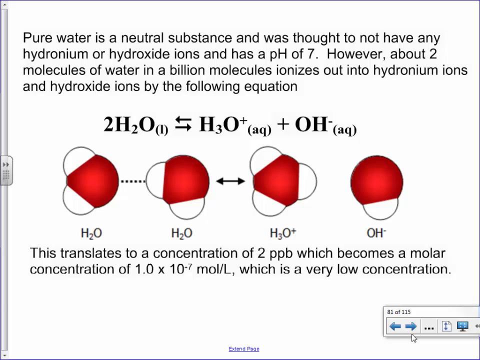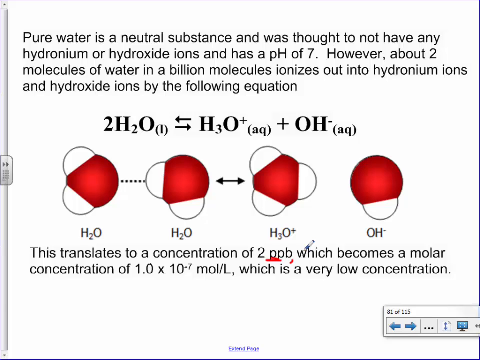I said it on here. 2 times in a billion. 2 times in a billion, water has this ability to break apart into H's and OH's. Do you guys recall that from yesterday? That's actually a reason why water has a pH. Because you might think, well, okay, water is neutral. Why should neutral things have a pH? Well, the truth is that water actually has a little bit of acidic content in it.